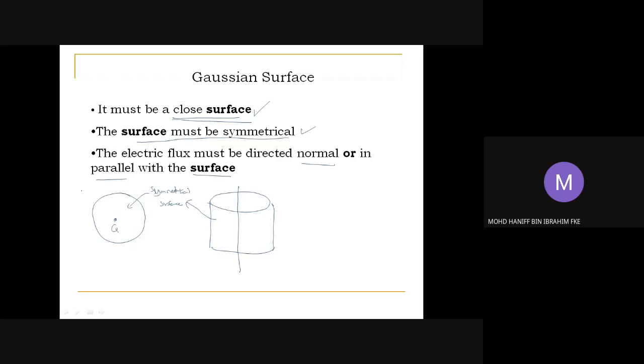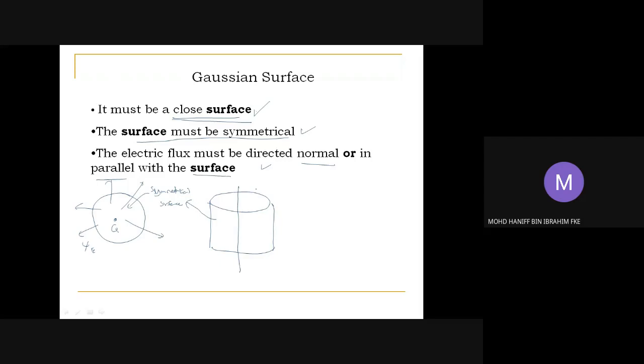Okay, let us have a look at this particular example then. For your point charge here, we know that the flux will be directed in radial directions, right? So that should be the direction of flux. It can be said that the flux is directed normal with regard to this particular spherical surface. So it follows this characteristic in which the flux is either normal or parallel with the surface, yeah?